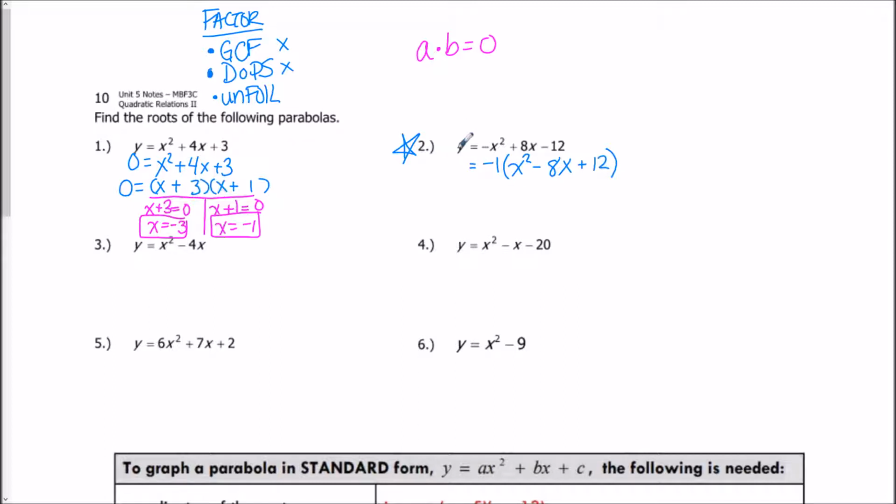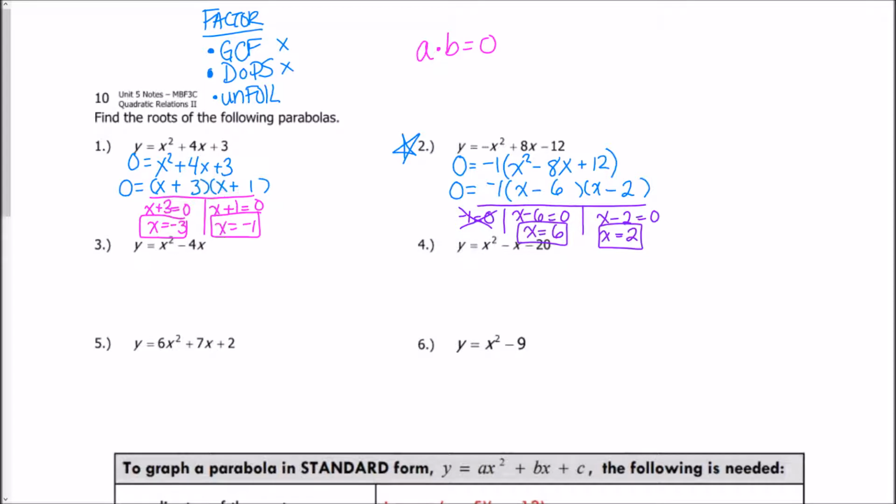I'm also going to replace this with 0 to find my roots. So I get 0 equals -1 times x minus and x minus. I know they're both minus signs because 2 negatives multiplied together give me positive 12, and 2 negatives added together give me -8. So I can do x minus 6 and x minus 2. Now I set each part equal to 0. I set -1 equal to 0, which is not possible, because -1 will never equal 0. I set x minus 6 equal to 0 and x minus 2 equal to 0. To solve for x, I add 6, so x equals 6, and I add 2, so x equals 2, and those are my 2 roots.